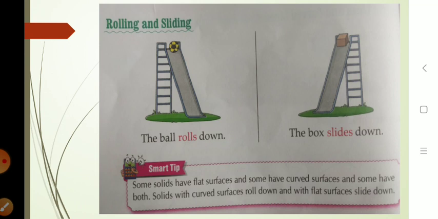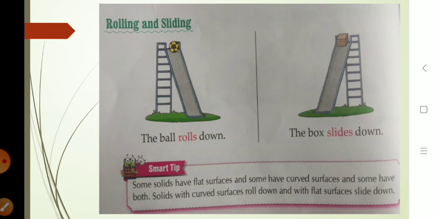For that you can do one thing. Okay, you can take your book, and if you have a ball, you have to put the book slanting, yes, like a slider, and then put the ball on the top of the book. What will happen? The ball will go round, yes, it rolls down. The ball will roll down.